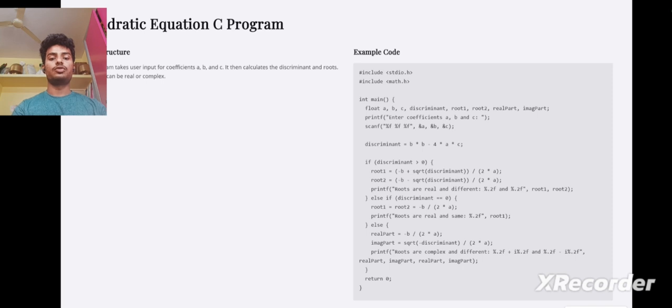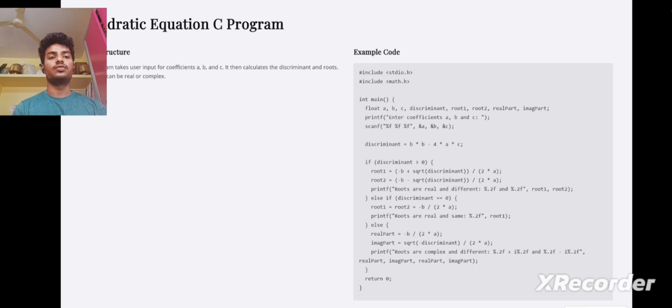So in C programming, we are going to compute the roots of a quadratic equation. In a quadratic equation, there is a discriminant on which the roots depend. If the discriminant is 0, we have real and equal roots. If it is positive, we have real and distinct roots. And if the discriminant is negative, we have imaginary roots.